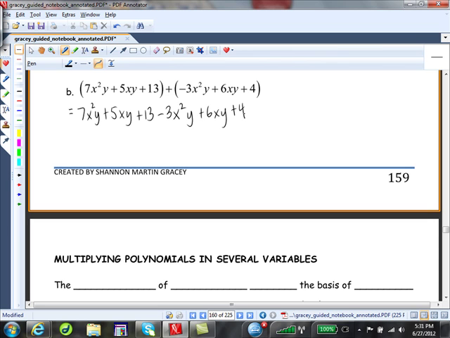Now let's take a look at like terms. I see a 7x squared y and a negative 3x squared y. The variables and the powers match. I also see a 5xy and a 6xy. And I see constants. We've got a positive 13 and a positive 4. So when I combine the blue, I'll get 4 of the x squared y's. When I combine the yellow, I'll get 11 times x times y, and then plus 17.